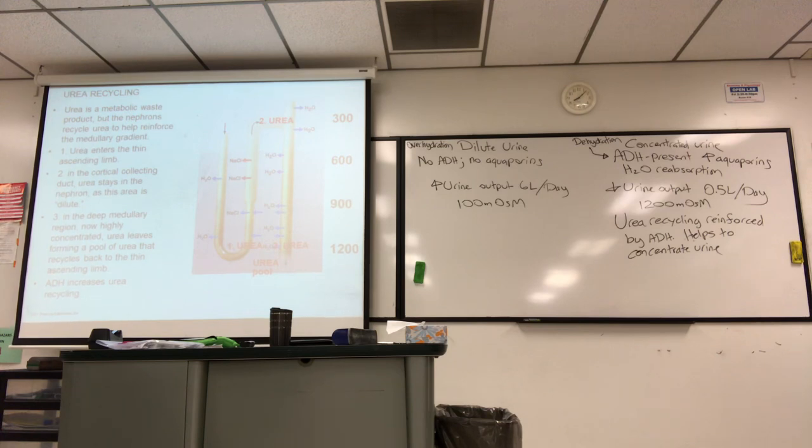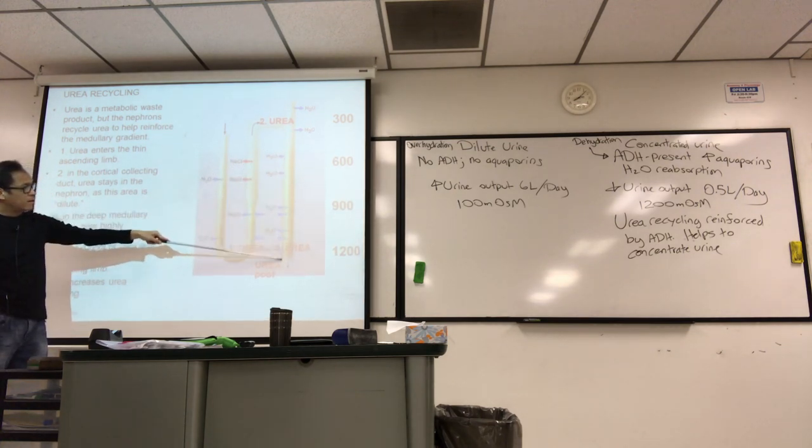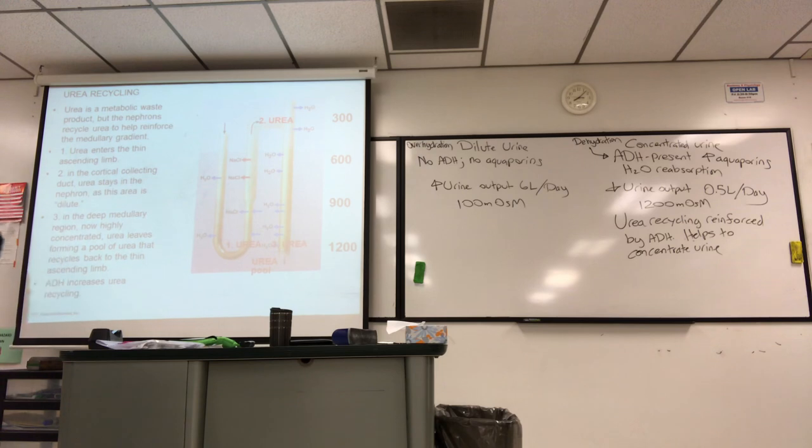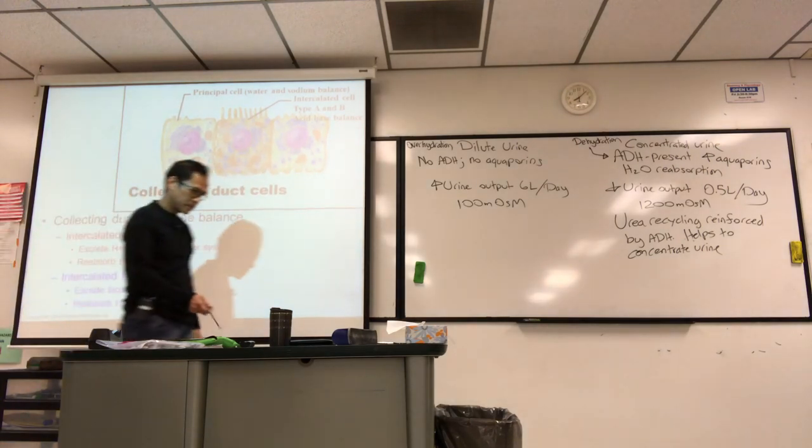So some details about the collecting ducts. There are two different cell types in here. There are cell types that help to concentrate the urine, and there are cell types that actually contribute to the acid-base balance. So for the collecting duct cells, look at this picture. Know the principal cells, and know the intercalated cells.